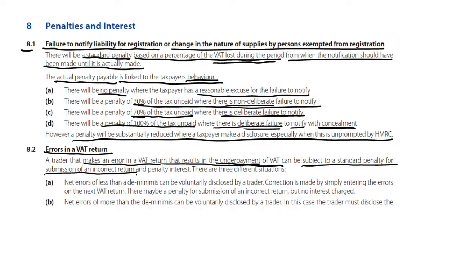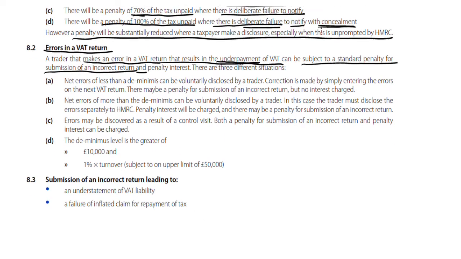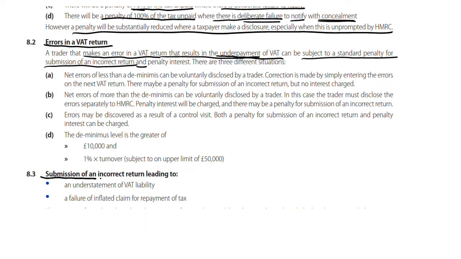Standard penalty for submission of an incorrect return, and the penalties applicable to the submission of an incorrect return, which lead to the understatement of the VAT liability or an inflated claim for repayment of tax, i.e. we have put in a VAT return that gave rise to a repayment of tax and actually it shouldn't. That was an inflated claim. We've discovered that there was an error and therefore we should not have had that level of repayment. Either way, we're not paying sufficient VAT or they are repaying to us too much.